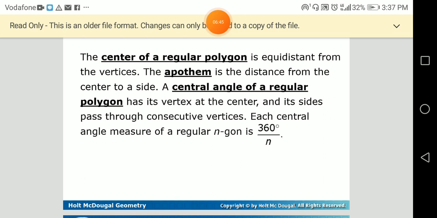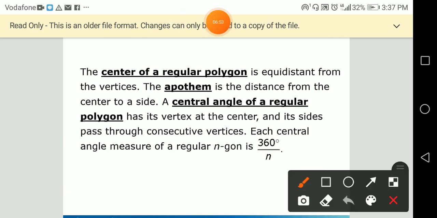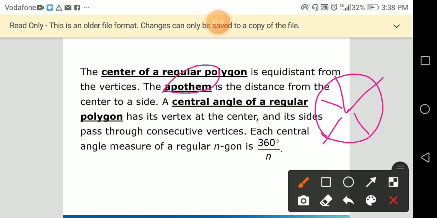Now we're going to talk about the center of a regular polygon. It's equidistant from the vertices. So I want to show you something. We have here a circle and the center of the circle, and every radius is equal to the other one. We also have something new, it's called the apothem. What's an apothem? It's the distance from the center to a side.